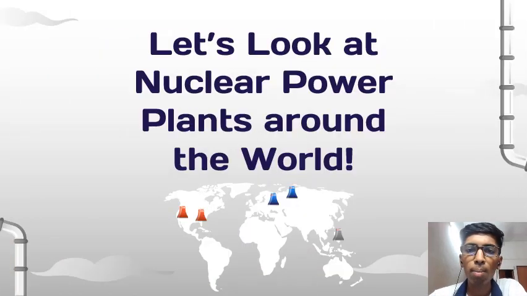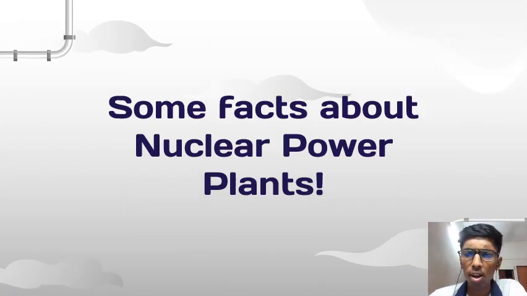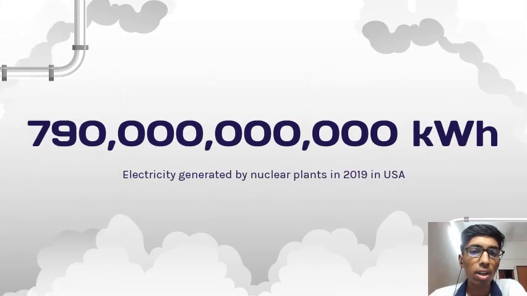Let's look at some nuclear power plants around the world. So here is a map of the nuclear power plants all over the world. You can see that the United States of America has the highest number of nuclear power plants, 58. Then there is France, Japan, China, Russia, and India is at sixth place with 9 nuclear power plants. Some facts about nuclear power plants. So here is that in 2019 in USA about this amount of energy was being generated by nuclear power plants.